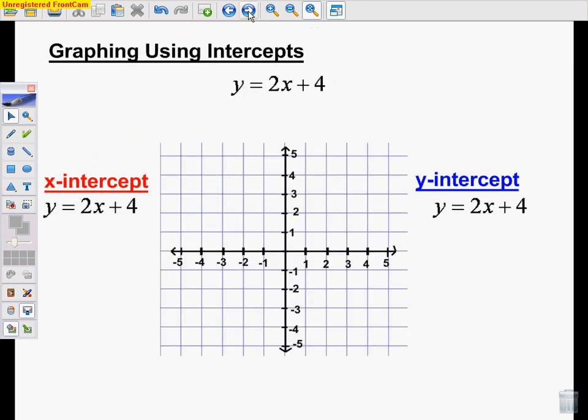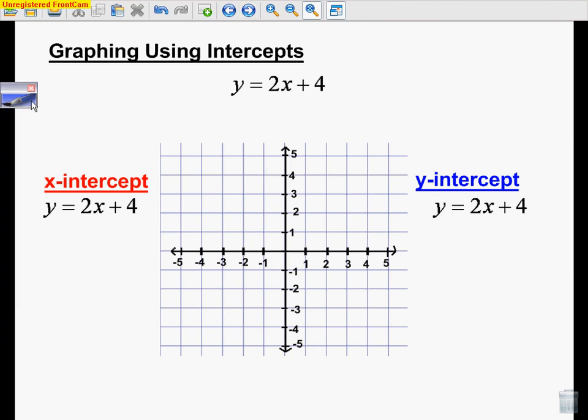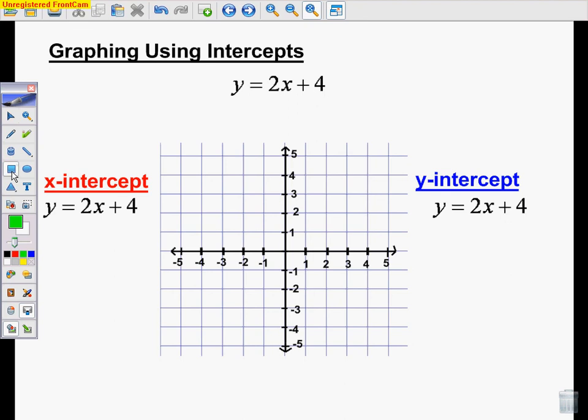All right. Now this one says graph using the intercepts. So let's find our x-intercept first. Whatever you cover up, in essence, it really becomes 0. So if I'm finding the x-intercept, what I do is I cover up the y. So that part becomes 0. So this is 0 equals 2x plus 4.